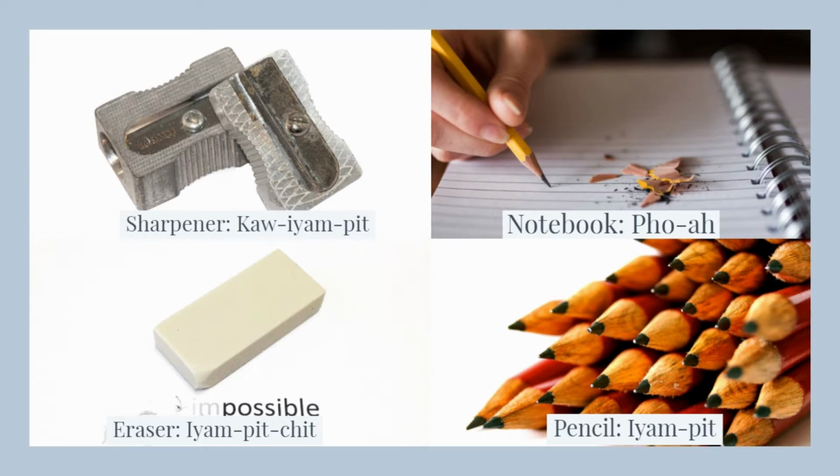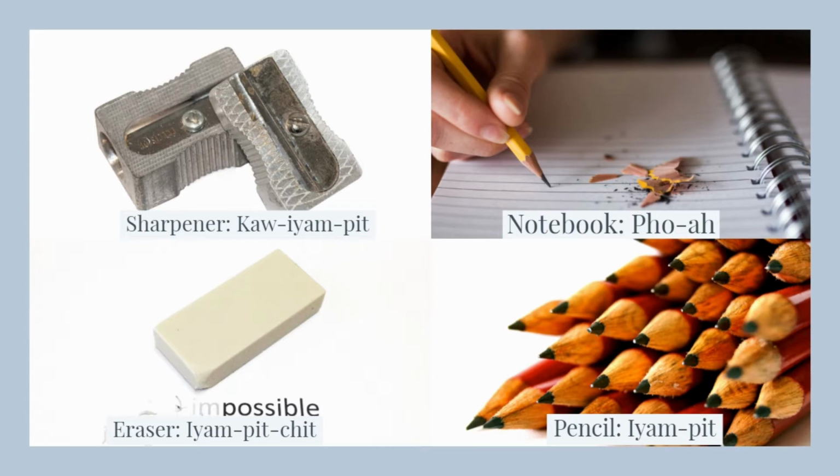Sharpener. Kao yampit. Usually this is called kao kao. Di yu kao kao bo? Do you have a sharpener? Eraser. Yampit chit. Gua u yampit chit. Di bit yo bo? I have a pencil eraser. Do you want to borrow?